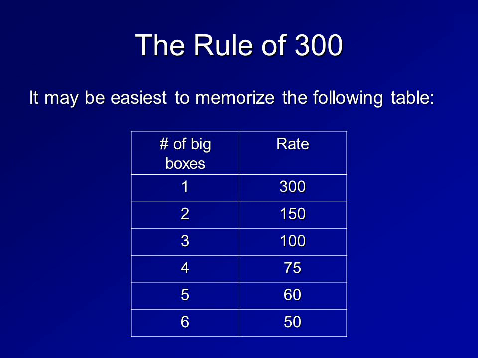The rule of 300. It may be easiest to memorize the following table. Number of big boxes and rate: 1, 300; 2, 150; 3, 100; 4, 75; 5, 60; 6, 50.